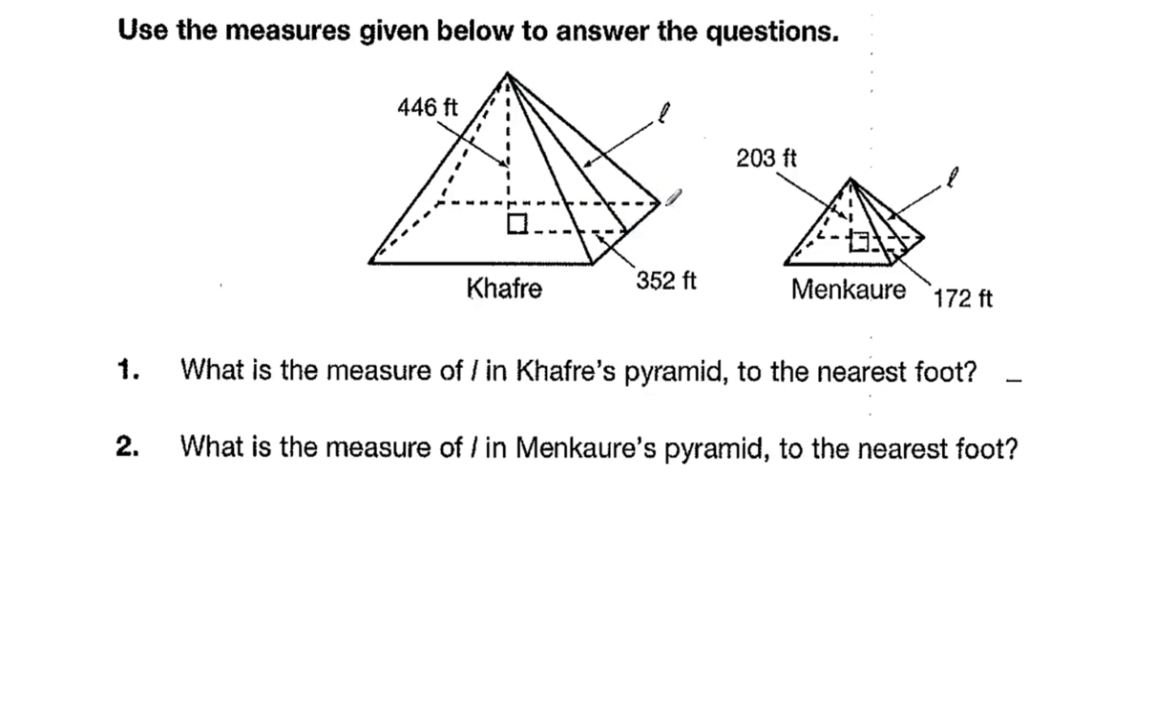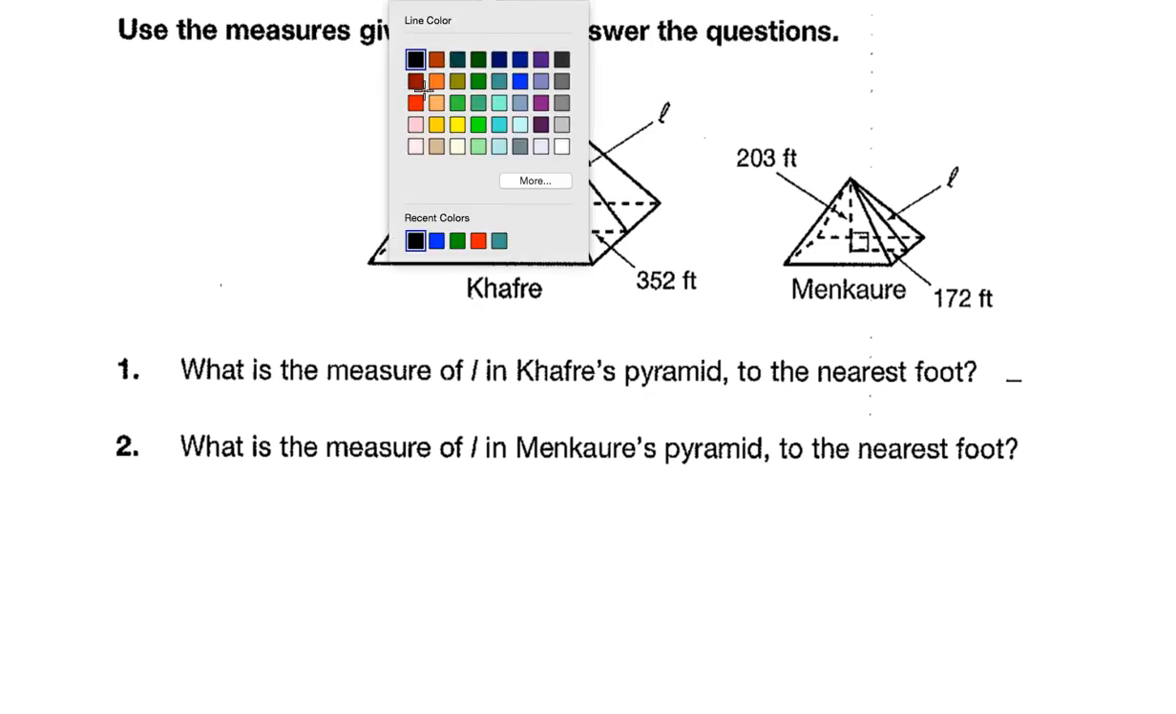How do I find the measure of L? So we want to use the Pythagorean theorem somehow. Pythagorean theorem applies to what kind of triangles? Right triangles. Where is the right triangle here? Can we see the right triangle? And hopefully we can. So you see the right triangle.